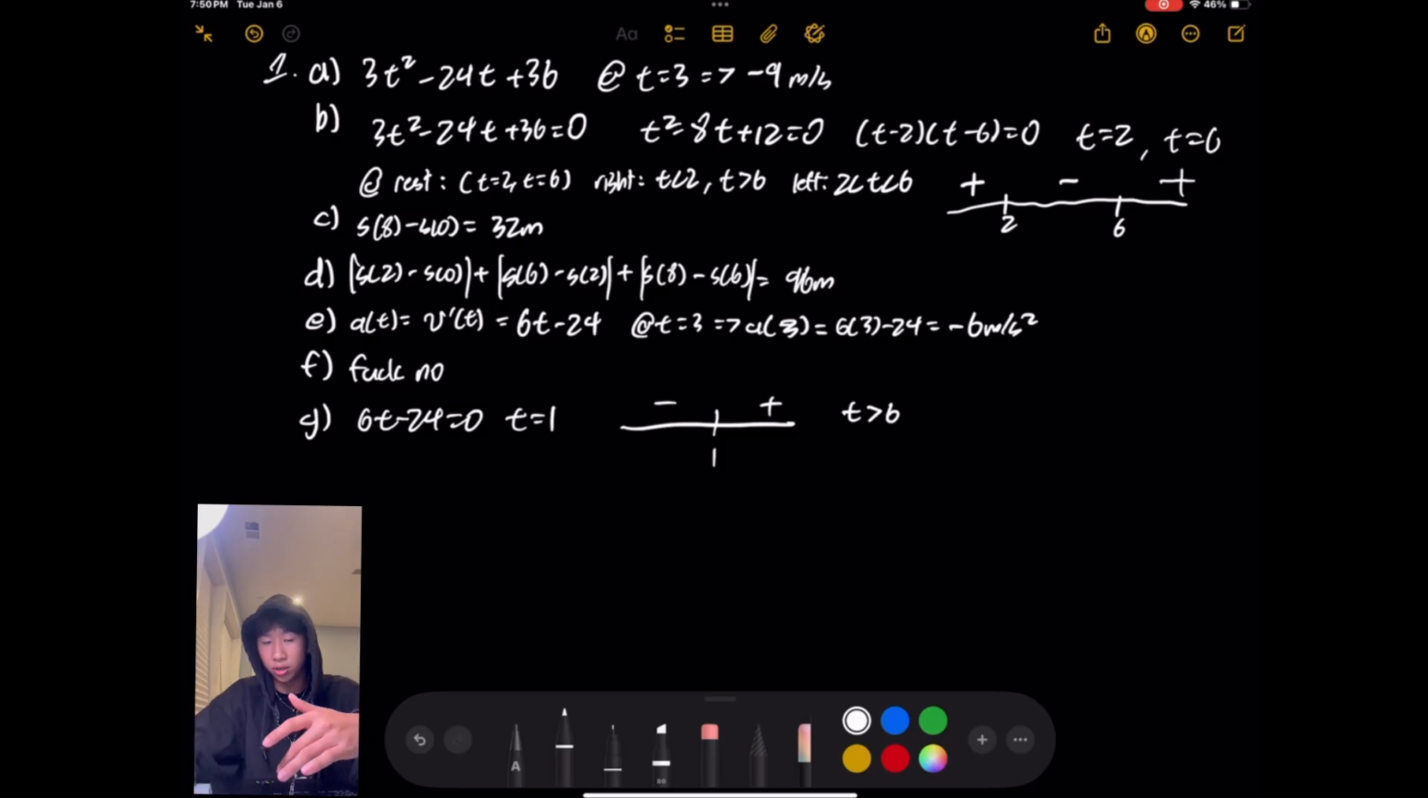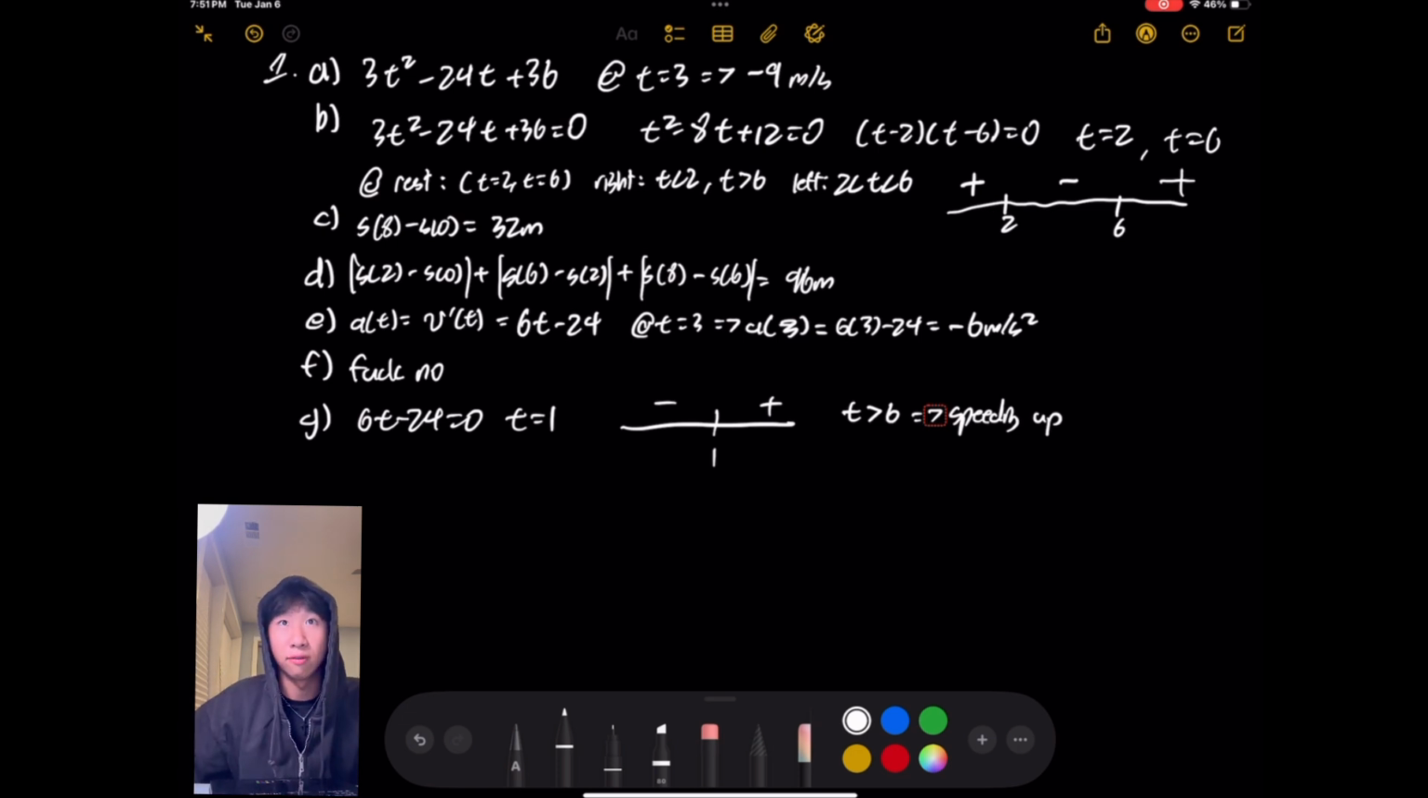The reason why I'm not doing less than 2 is because how can something be less than 2 and greater than 1 at the same time? Not possible. So that is speeding up. And then also speeding up is when they're both negative. So in between 2 and 6 and less than 1. Is that possible? Can it be between 2 and 6 and less than 1? Think about that. No, so we don't have to worry about that.